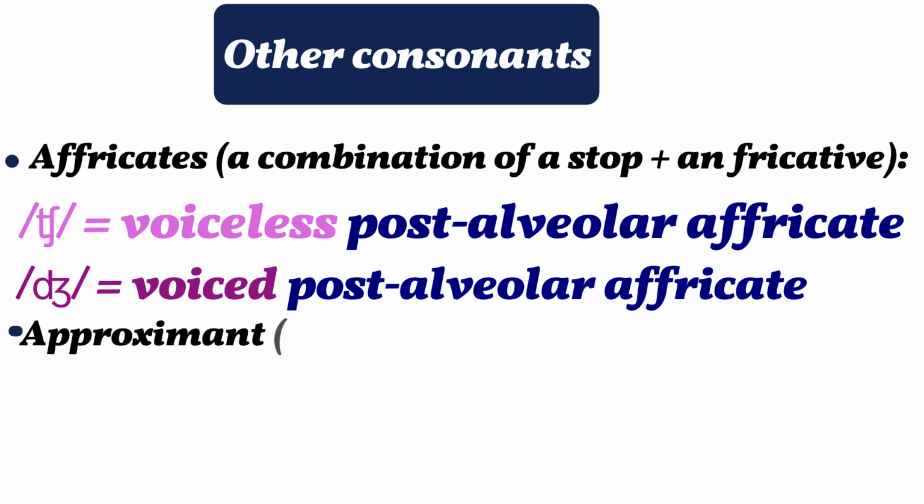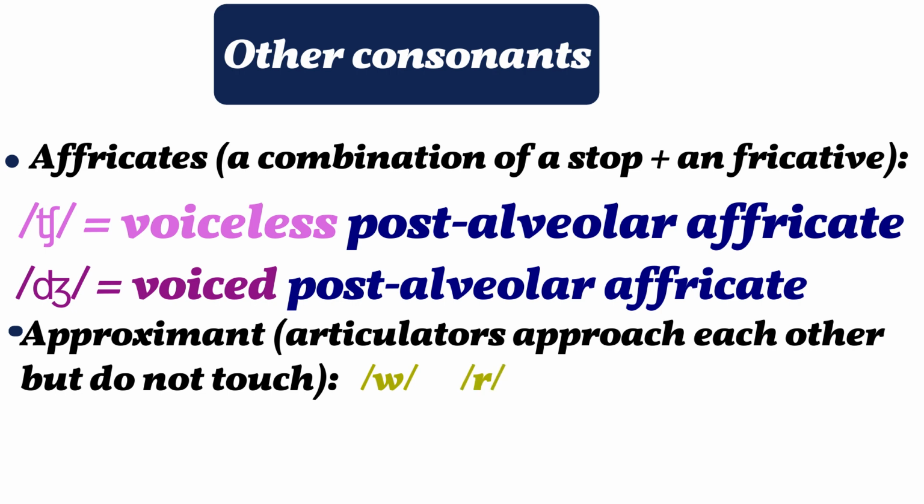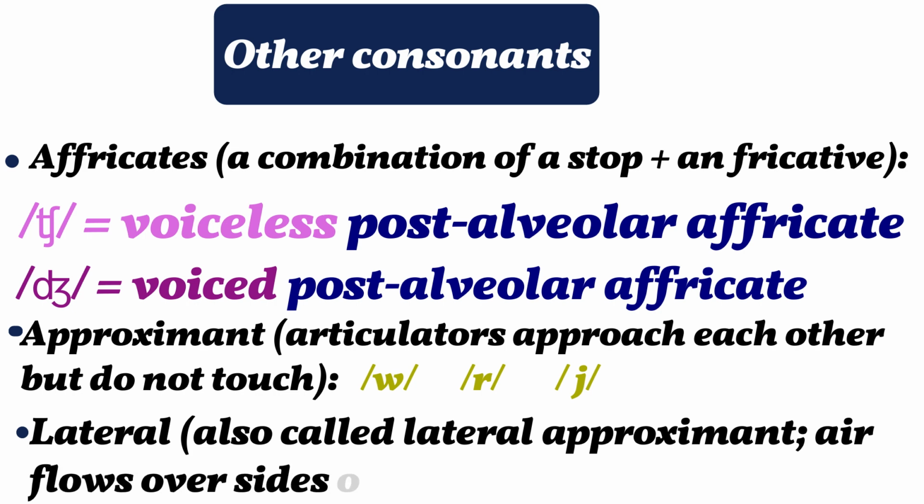Approximant. An approximant is produced when articulators approach each other but do not touch. We say inexact closure, like in w, r, and y. A lateral. A lateral is also called a lateral approximant, and here the air flows over the sides of the tongue. Just try it with l.